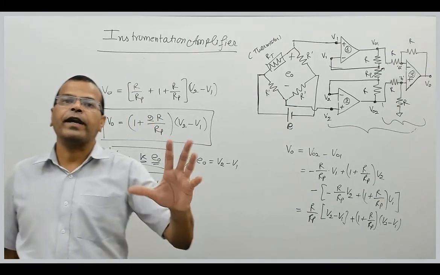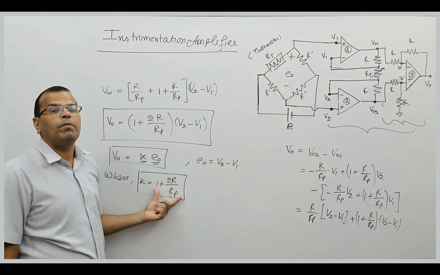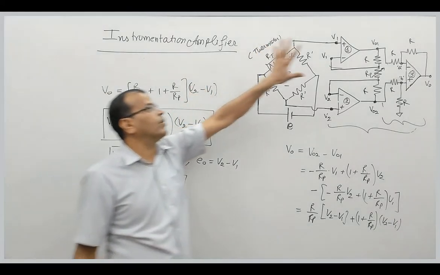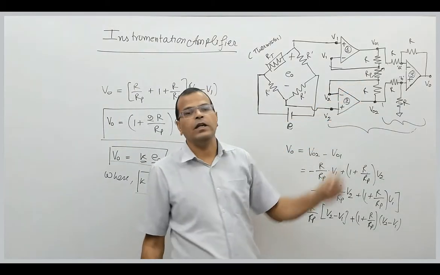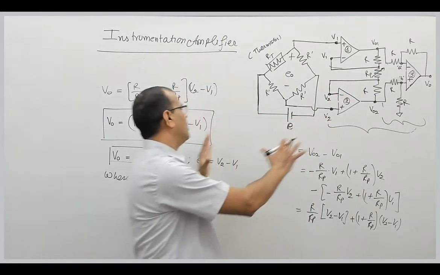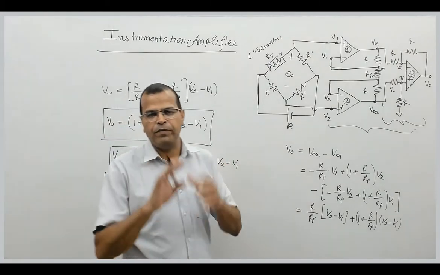So gain factor of this is what? 1 plus 2 R by RP. So gain factor of instrumentation amplifier can be varied by varying resistance RP. So that gives the complete mathematical analysis of the instrumentation amplifier.